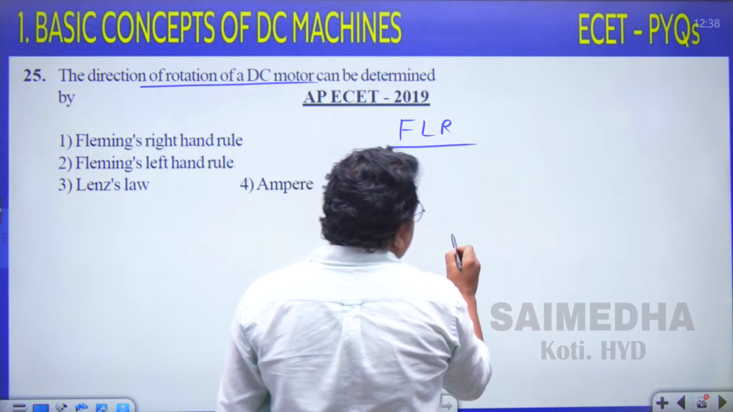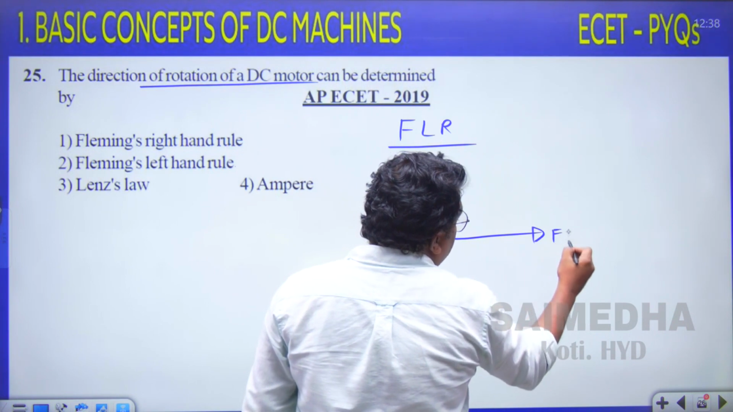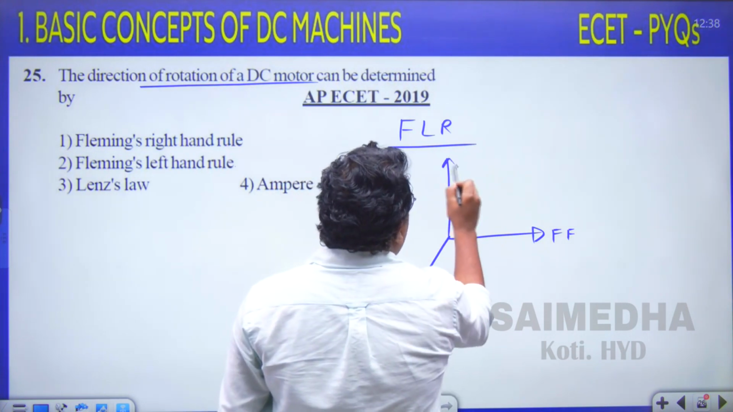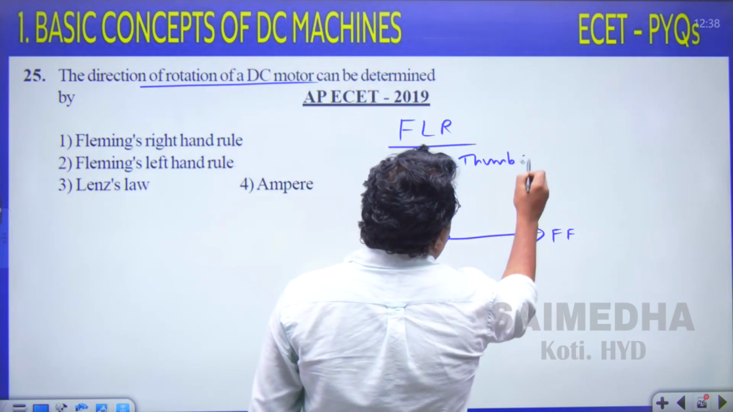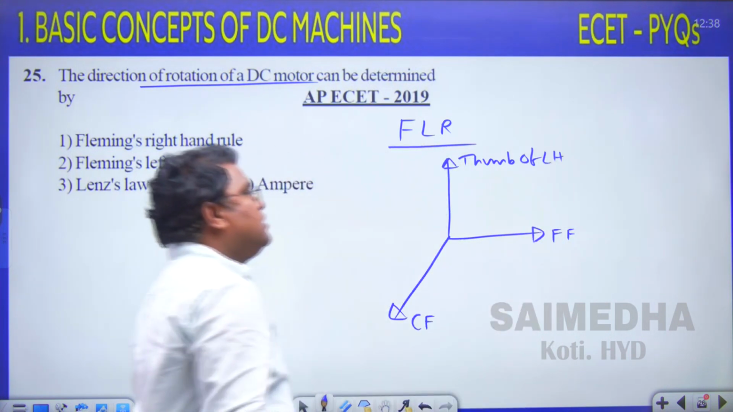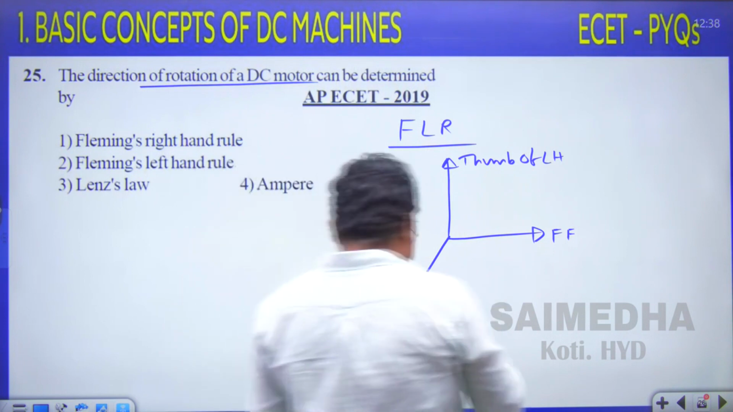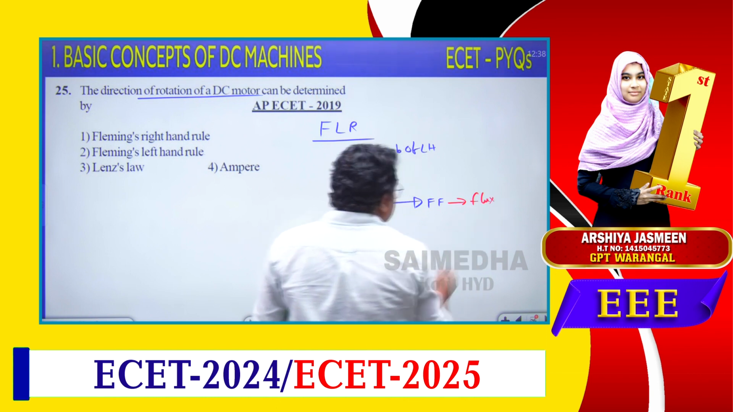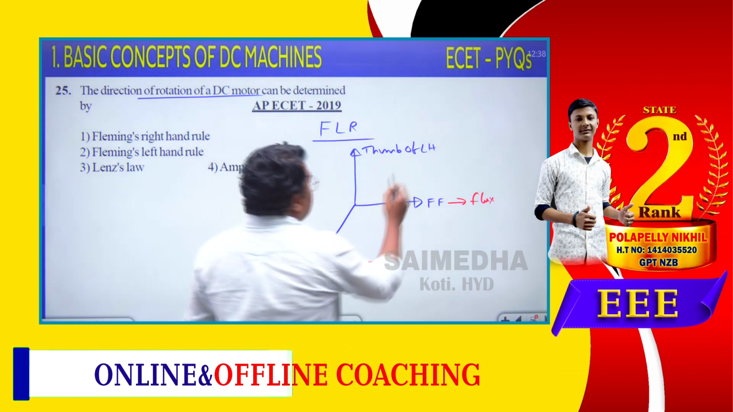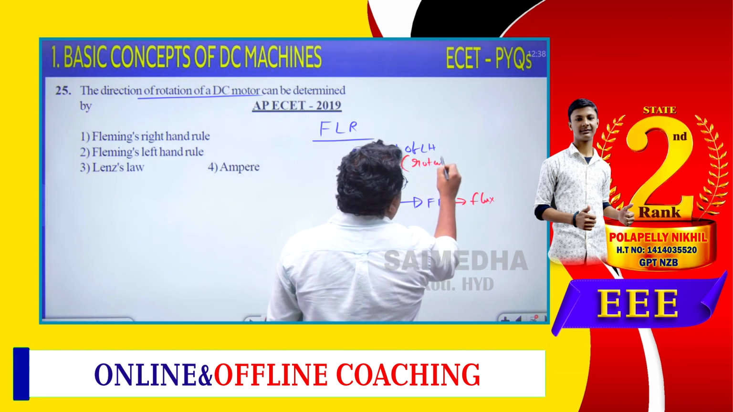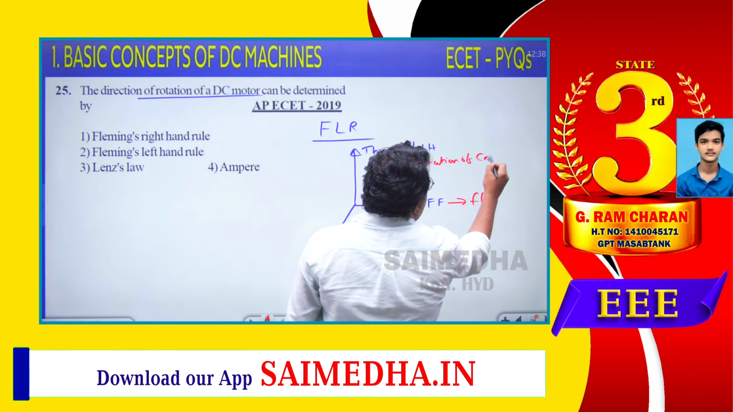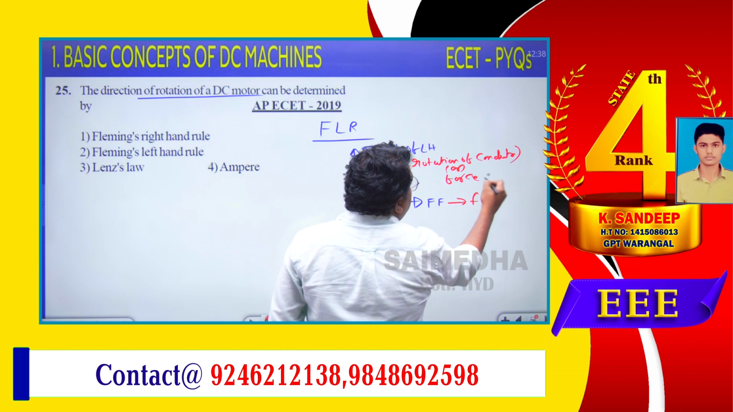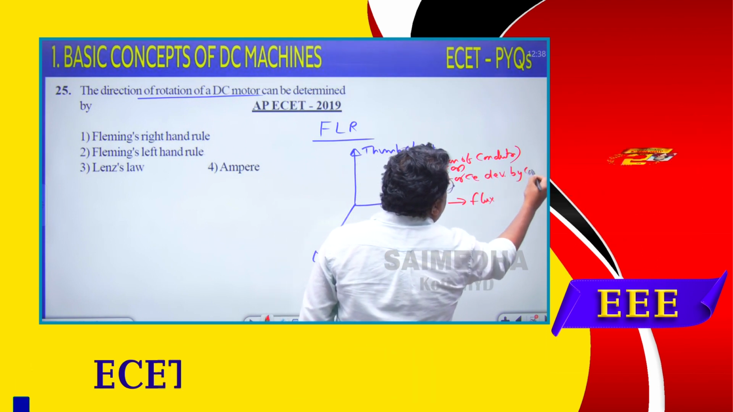According to Fleming's left hand rule, assume this is the forefinger, this one is the center finger, and this is the thumb of the left hand. The forefinger indicates the direction of the flux, the center finger indicates the current direction, and the thumb indicates the rotation of the conductors, or the force developed by the conductors. It is not force applied, it is the force developed by the conductors.